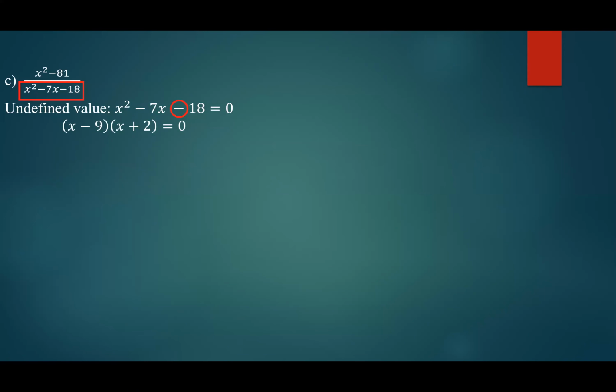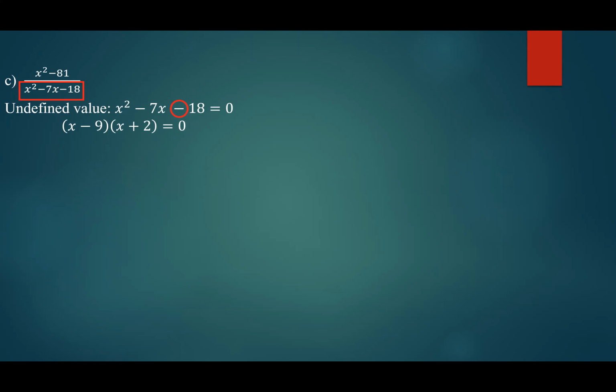9 times 2 is 18, and 9 subtract 2 will give me 7. And which one is positive, which one is negative? The bigger number will get the sign of the middle term. We factor it out. Now, how do I solve for x?